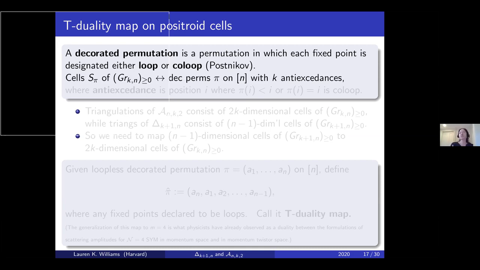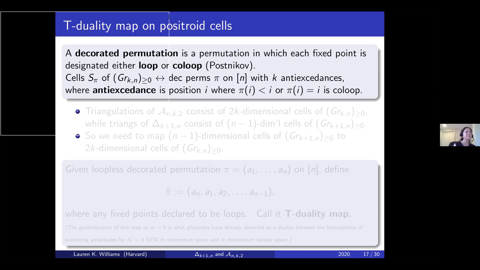And according to the work of Postnikov, the cells S_pi of the TNN Grassmannian are labeled naturally by decorated permutations pi on 1 through n with k anti-exceedances, where an anti-exceedance is a position i where pi of i is less than i, or pi of i is a fixed point which is a co-loop.